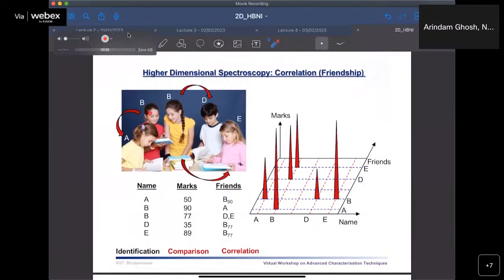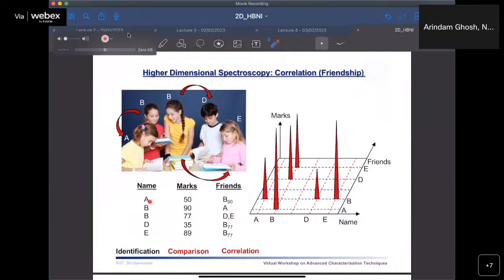Suppose B and A are friends. B and D are friends. B is also friends with E and D. Well, this is the situation. So basically, I have just given this thing.